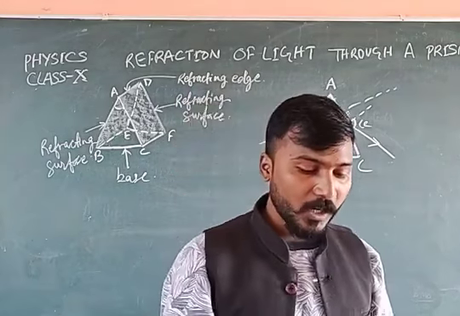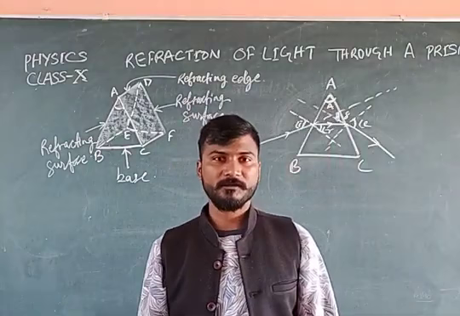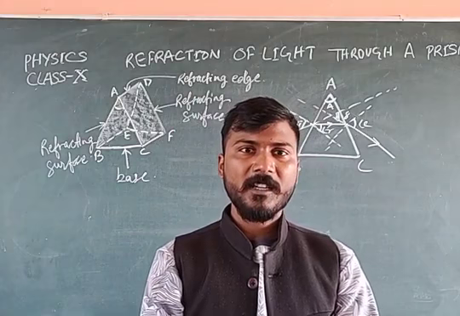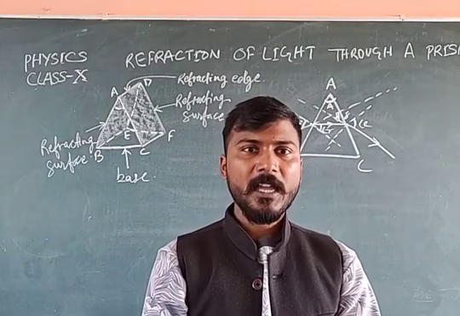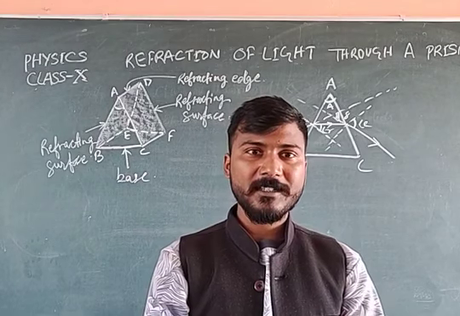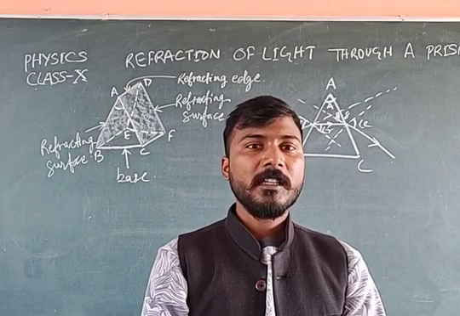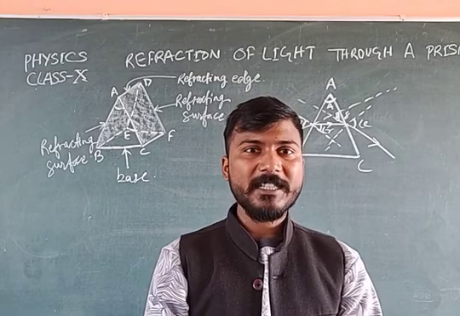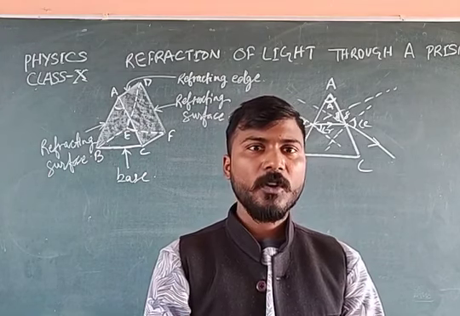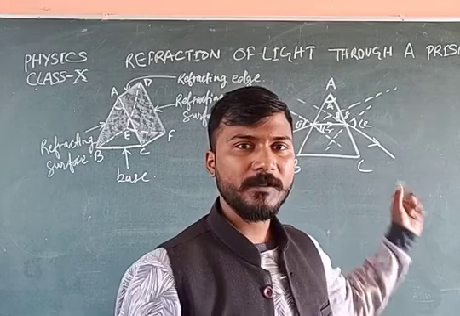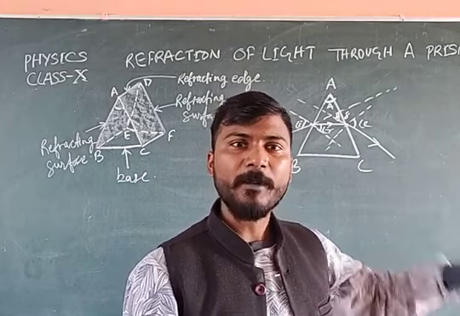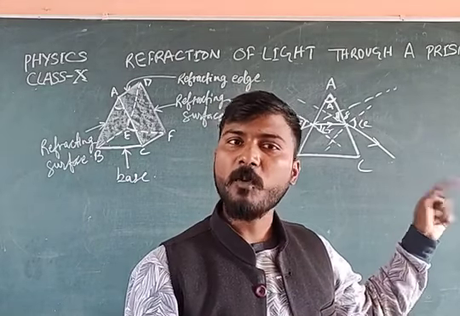Another factor is the color or wavelength of the light used. As you know, each color has its own wavelength. Clear? Colors whose wavelength is high deviate less because their speed is very high, meaning their speed is maximum. Therefore, when red light passes through this prism, the angle of deviation is less as compared to violet light.